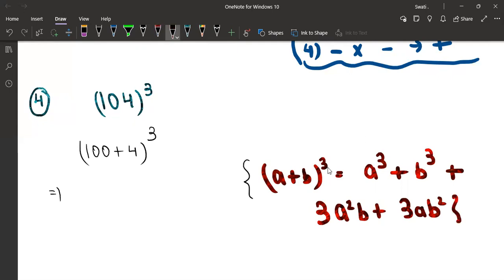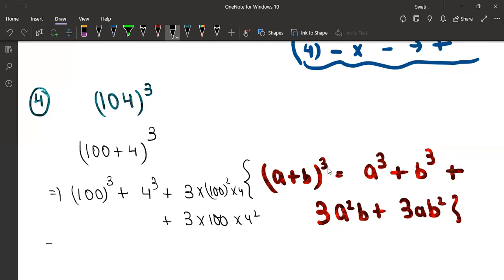Okay, so as you can see, a cube, that means 100 cube. Okay, we have to do 100 cube. It is not very difficult. And then b cube, which is 4 cube, and then 3a square b, that means 3 into 100 square, and then, of course, it's b, which is 4, and then plus 3ab square, that means 3 into 100 into b square, that is 4 square. Now, let's simplify this quickly. So, of course, 100 cube is going to be 1, 0. So, 1, 2, 3, 4, 5, 6 zeros, right? I hope you all know it's very simple. 4 cube is nothing but 64, and this will become 3 into 4, 12, and then 100 square is like 4 zeros, right?